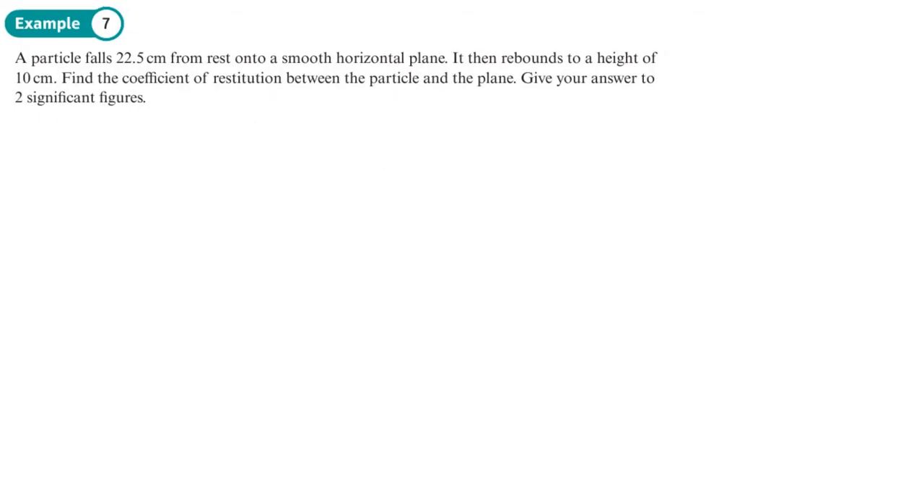Okay, a particle falls 22.5 centimeters from rest onto a smooth horizontal plane. It then rebounds to a height of 10 centimeters. Find the coefficient of restitution between the particle and the plane. Give your answers to two significant figures. Now, whenever you get this type of question, it's falling down, this tells us SUVAT. So SUVAT is going to be the first part of what we do. So I'm going to draw a diagram of what's going on.